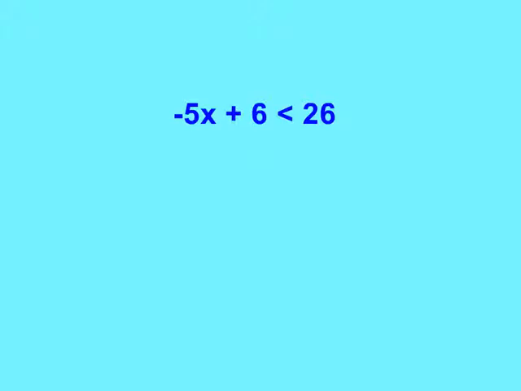For example, negative 5x plus 6 is less than 26. Subtracting 6, that gives us negative 5x is less than 20. When we divide by negative 5, it reverses the inequality. So you're left with x is greater than negative 4.